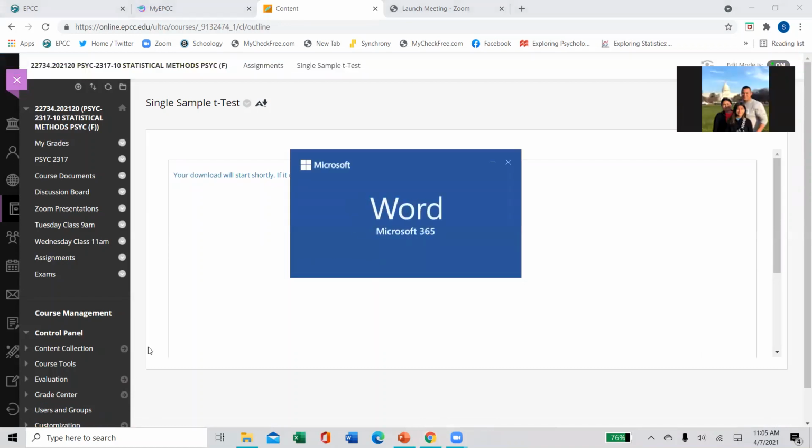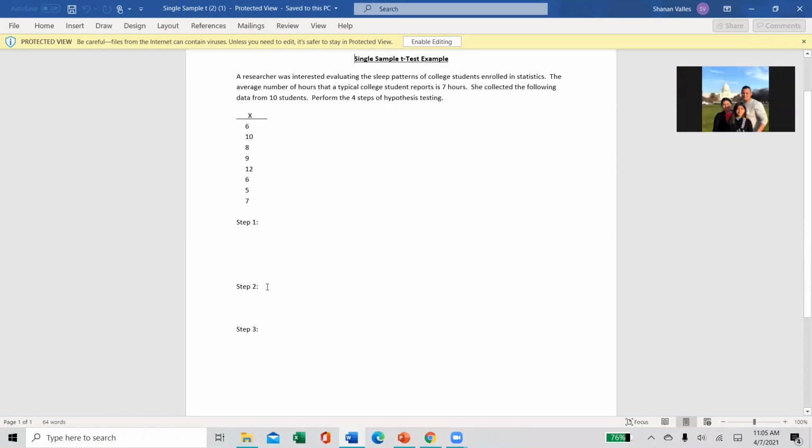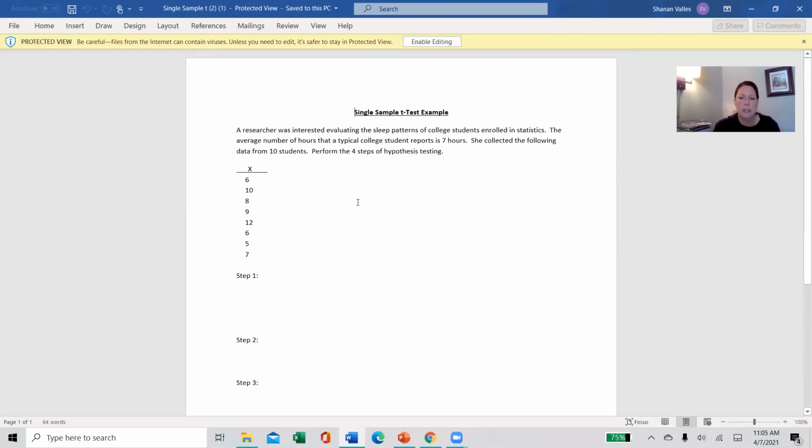Let's see, eventually it'll pop up. There we go. So it's an example of a single sample t-test, okay? And here's all of our data. And don't worry, right now this probably looks confusing if you didn't see yesterday's video. We will go over today the 4 steps, okay? And so we will learn how to do this, all right? So just so you guys know, it is there.